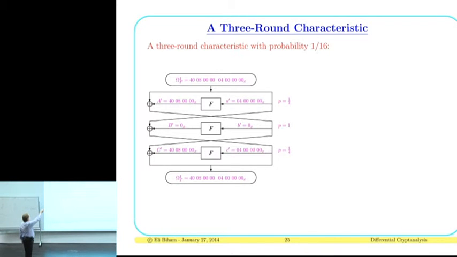Since I chose here the value the same as here, the input difference to the second round is zero, therefore the output difference in the second round must be zero. And now I XOR this value, this one, so I get the same. So you see the last round is just a copy of the first one. It's symmetric around the zero on the top and bottom. So we found that with probability 1 over 16, this input difference, this plaintext difference, will cause this same difference after three rounds.